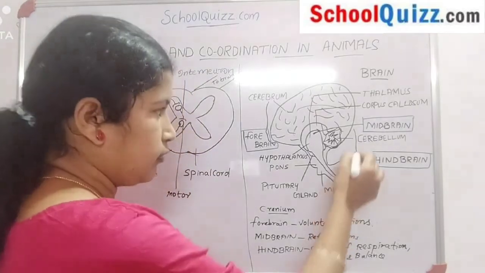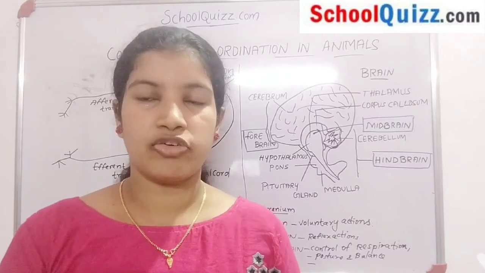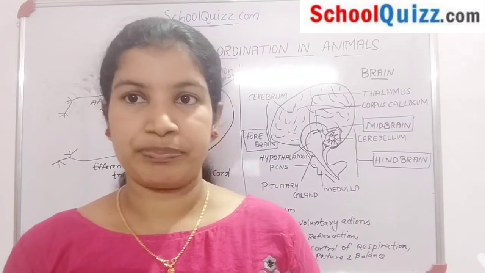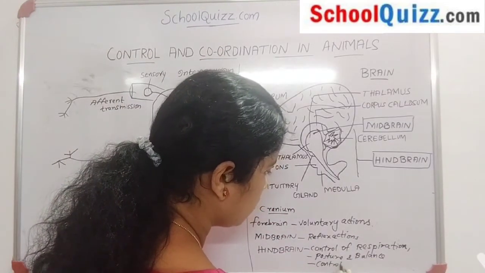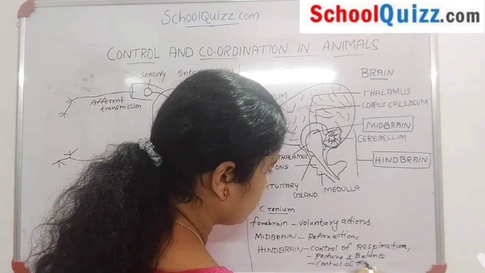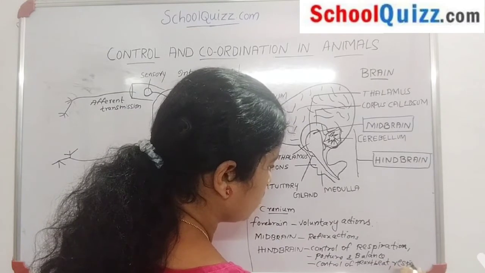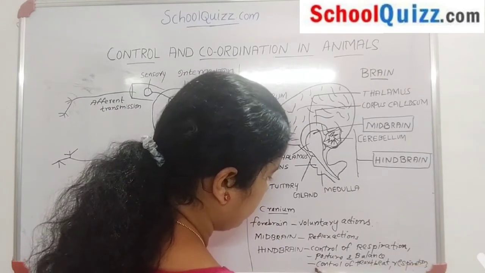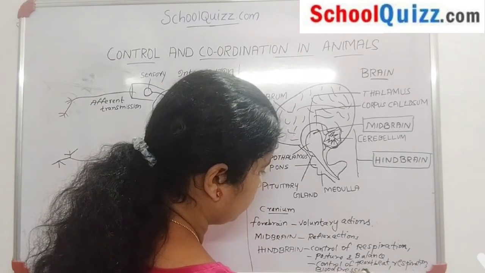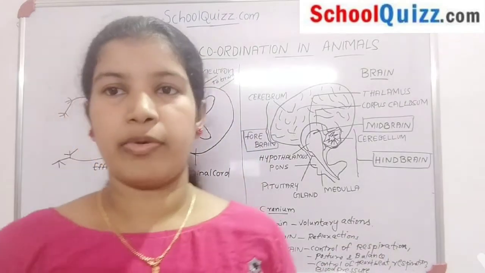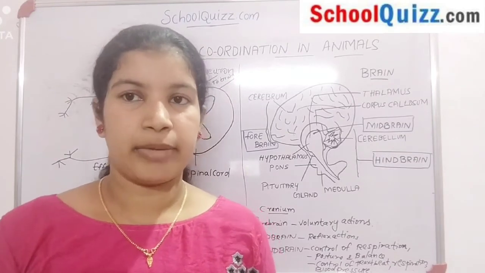The medulla helps in controlling the heartbeat and blood pressure, and also respiration. So here we can write: control of heartbeat, respiration, blood pressure. So this is all about the functions of different parts of the brain. I think I have cleared this topic.